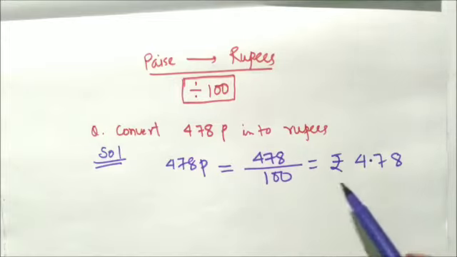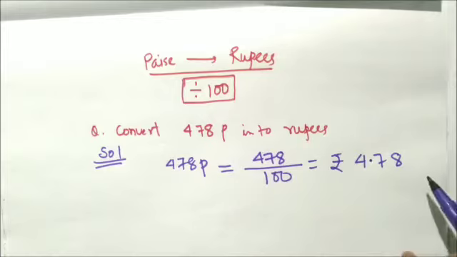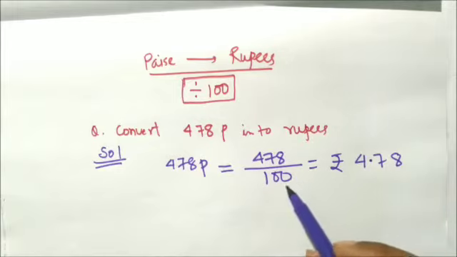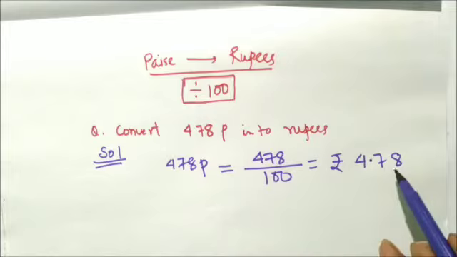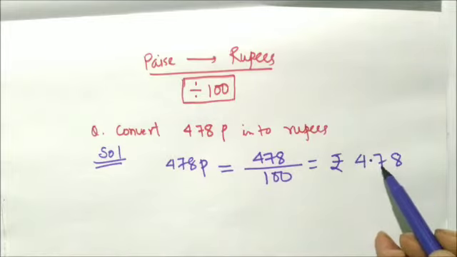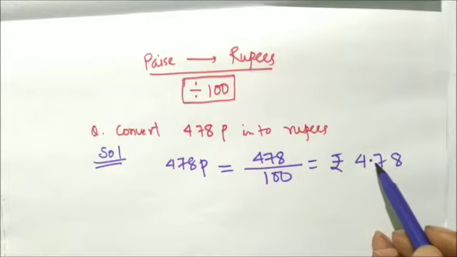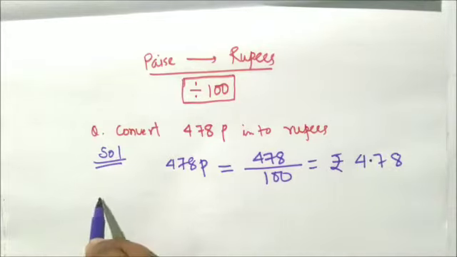You will count the digits from the right end, that means from this side, and count as many places as the number of zeros in the denominator. In the denominator we have 2 zeros, so we count 1, 2 digits, and before that digit you place the decimal point. Okay, now let me give you one more question.